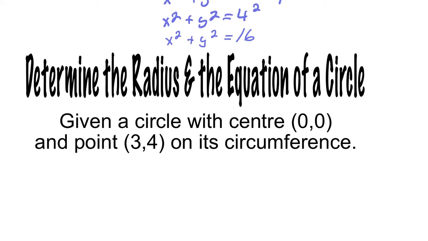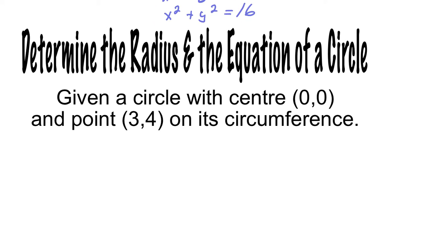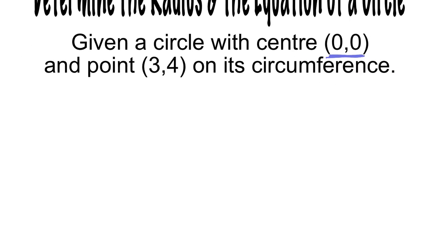Third style is to determine the radius and the equation of a circle if we know that the center is 0, 0, that's the condition of all of these. And now we have a coordinate 3, 4 on its circumference. So I'm going to sketch that out as I show you what the solution is. There's our coordinate plane, x and y, little sketch. And I will attempt a circle.